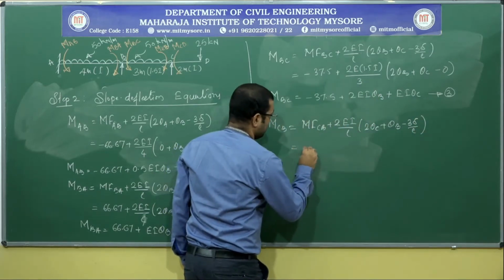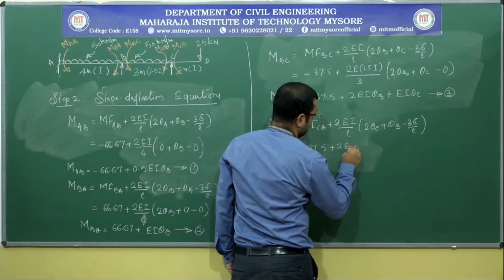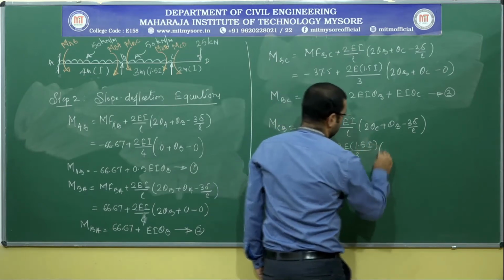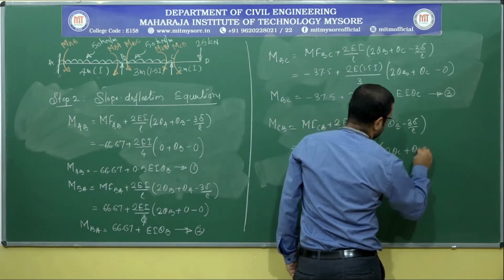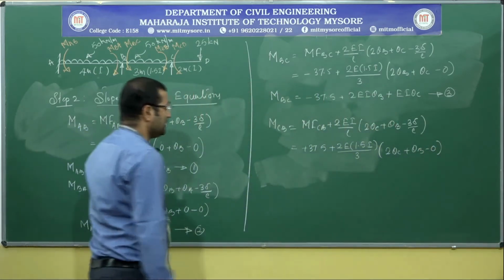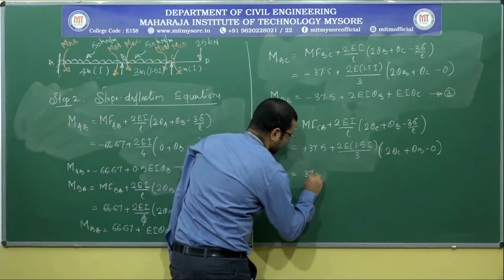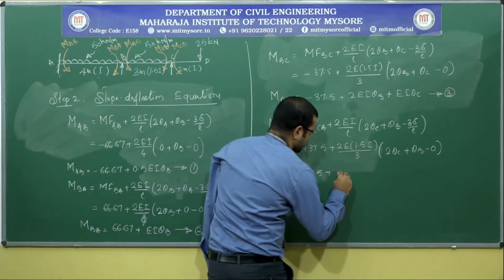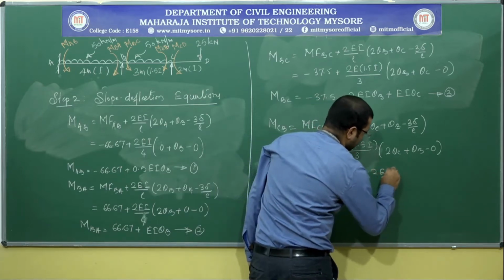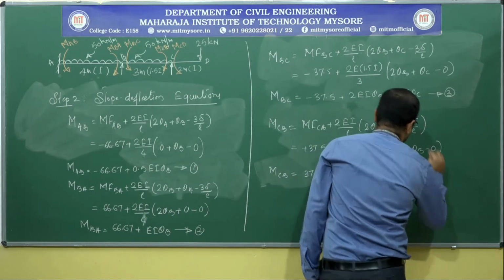So here MCB is plus 37.5 plus 2EI, the value of I is 1.5, I divided by span is 3 into 2 theta C plus theta B minus 0, that is, the delta value is 0. So which yields MCB is equal to 37.5 plus EI theta B plus 2 EI theta C. So let us call this equation number 4.